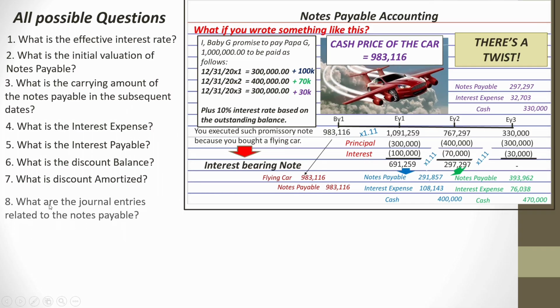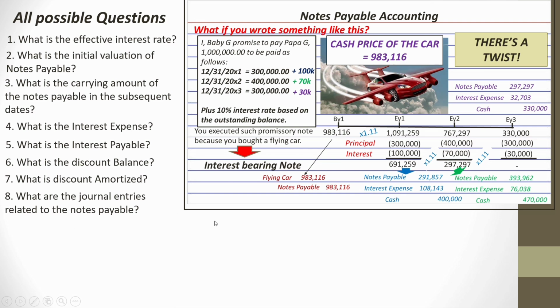Question number 8. You can be asked about the journal entries initially, like this one, and the subsequent entries like this. And that's it. If you know how to make entries like this, then you will be able to answer this possible question number 8.